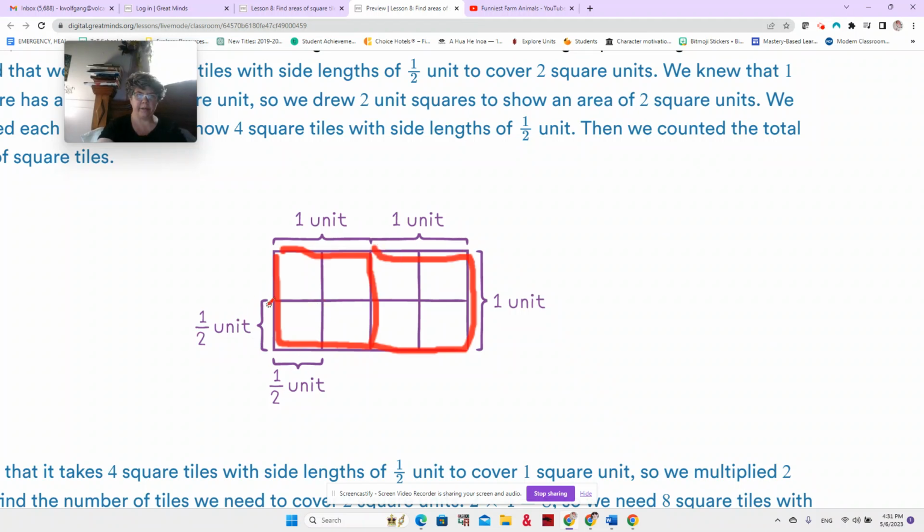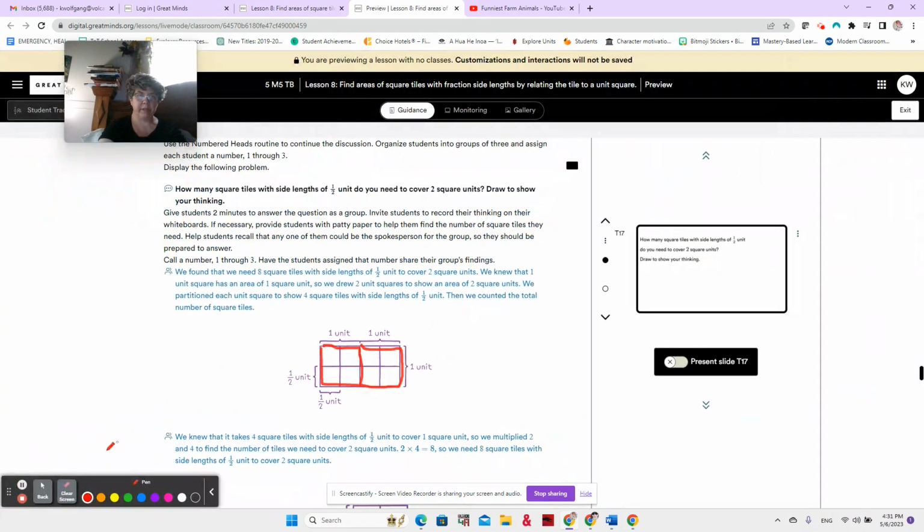Each square has half a unit on each side, right? Because all 4 sides are the same. So the question is, how many square tiles do you need? 1, 2, 3, 4, 5, 6, 7, 8. Yeah? Okay. All right. Now let's go back to our next question.